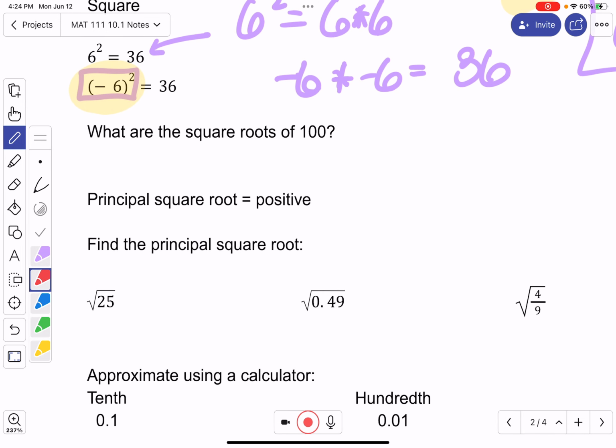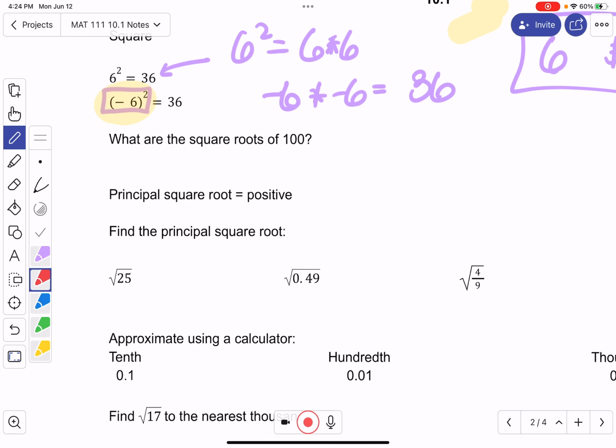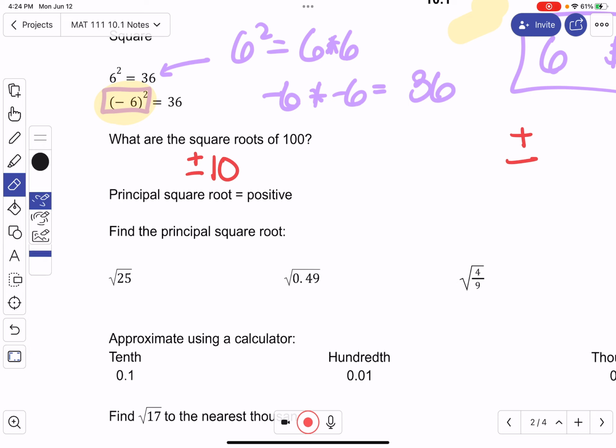So now that we know this, what are the square roots of 100? Well, we have positive and negative 10. That's where this plus-minus comes in. When you see a plus over a minus, it either means do both operations, or it means we're talking about the positive and the negative version. So if you see that, that's what it means.